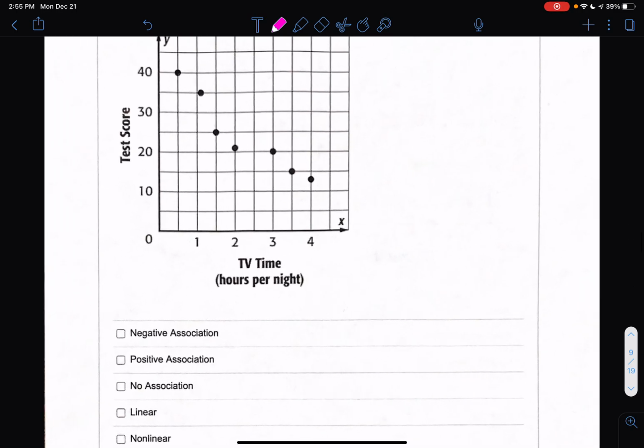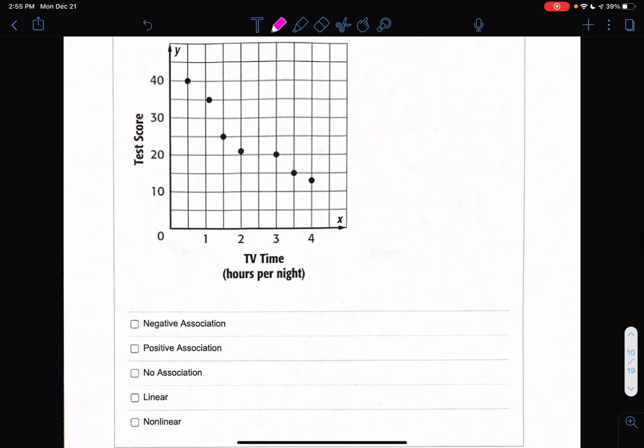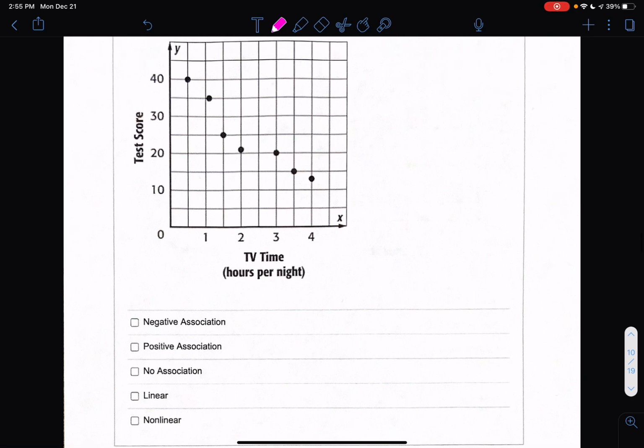Looking at the next one, if I start from my y-axis and move towards the right, I can see that I slowly have some type of decrease in my graph. Because I have a decrease, I have a negative association. And they're asking me if it's linear or nonlinear. Most points of my graph are making a line or some type of linear correlation. So that is why I have a linear graph here.